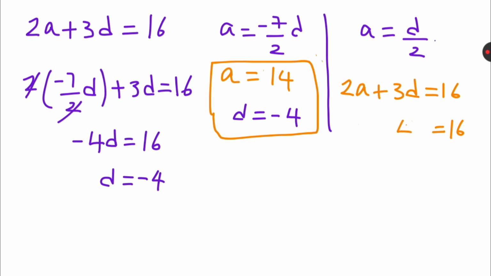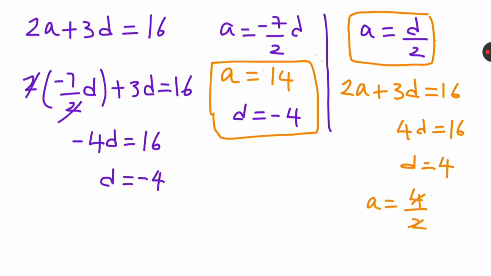d plus 3d gives 4d, and d is equal to 4. Now substitute the d value in a. So a equal to 4 divided by 2, which gives 2. So here we got 2 a values and 2 d values. In both cases we have to check.